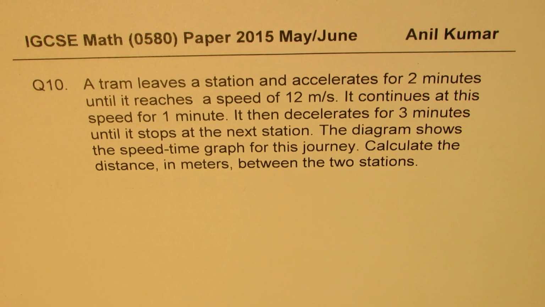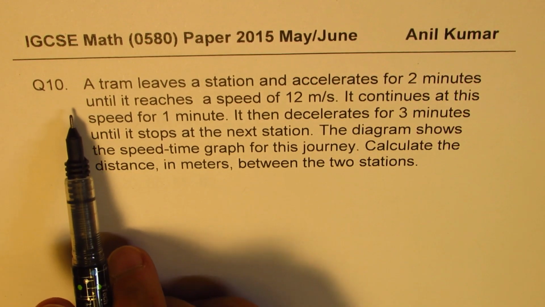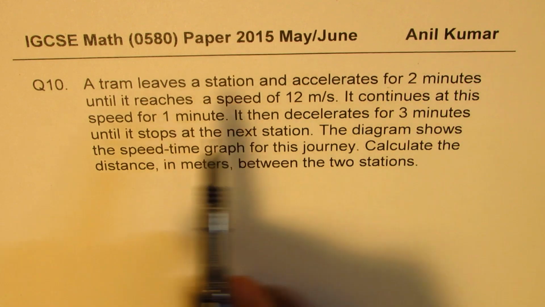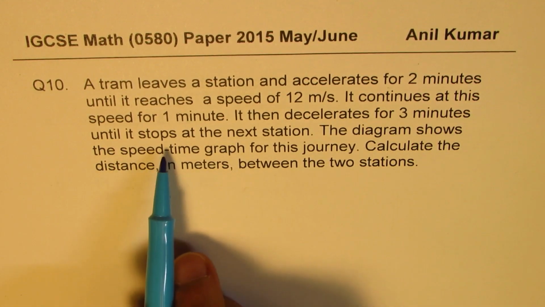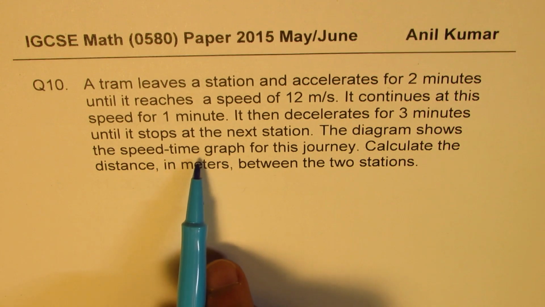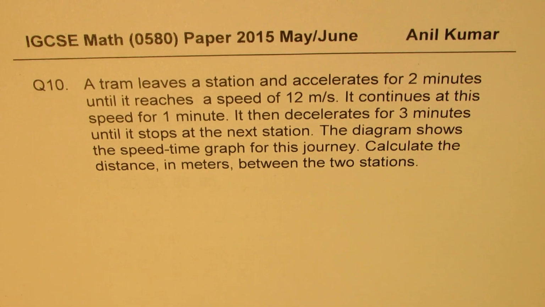Now we have already done half of the test paper. Now they're slightly difficult questions, and these are like 4 marks each. Question number 10. A tram leaves a station and accelerates for 2 minutes until it reaches a speed of 12 meters per second. It continues at this speed for 1 minute. It then decreases for 3 minutes until it stops at the next station. The diagram shows the speed time graph for the journey. Calculate the distance in meters between the 2 stations.